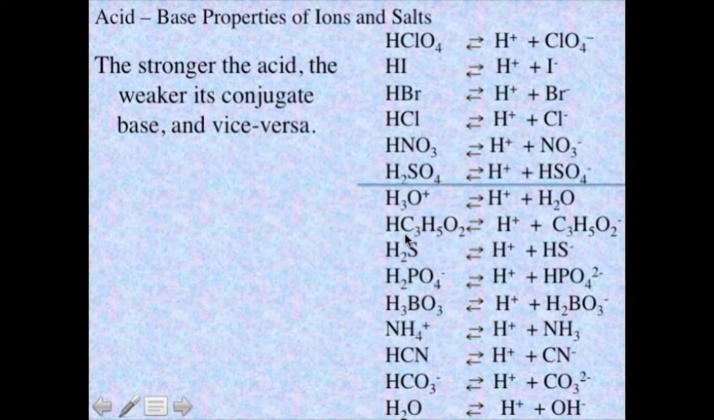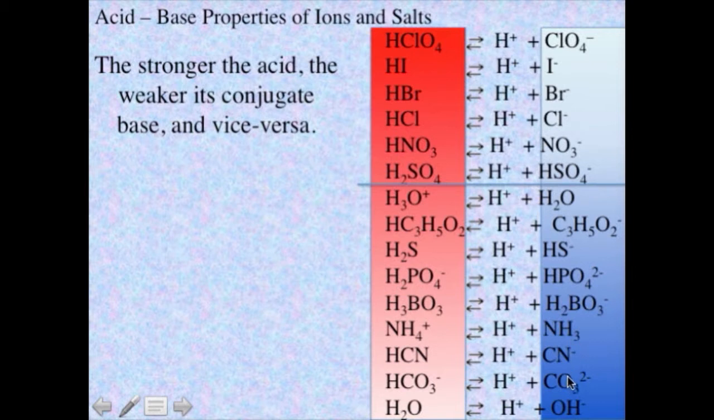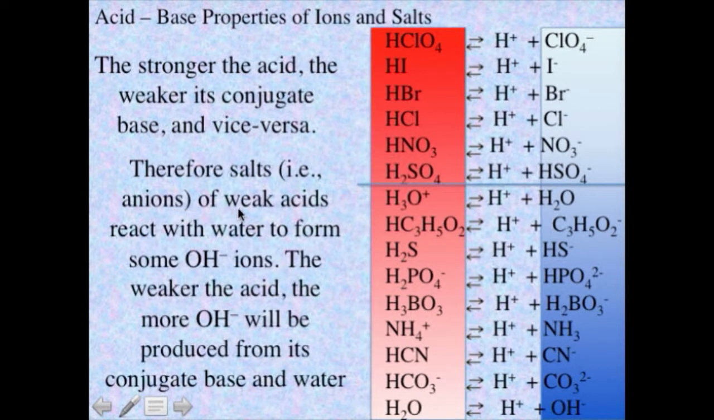As we go further down the list, the bond between hydrogen and the anion strengthens, and the acid consequently becomes weaker. We can show this effect using a color-coded strip like this. And of course, as the bond between hydrogen and the anion becomes stronger, the conjugate base of that acid becomes stronger as well and more willing to take on a proton. So as we go down this list, the acids become weaker, but the base strength becomes stronger because the anions are better able to form a bond with hydrogen. Therefore, salts, or anions, of weak acids react with water to form some hydroxide ions. The weaker the acid, the more hydroxide will be produced from its conjugate base and water.